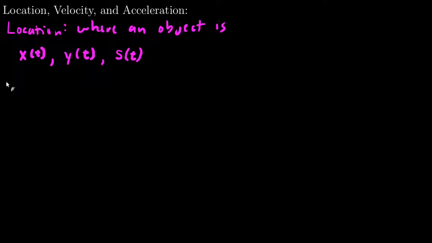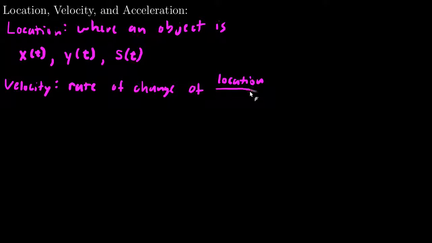Now, next thing is velocity. And velocity is the rate of change of location over time. And a rate of change in calculus is just the derivative. So the derivative of location with respect to t. And a few things to talk about before we go on to the next idea here.